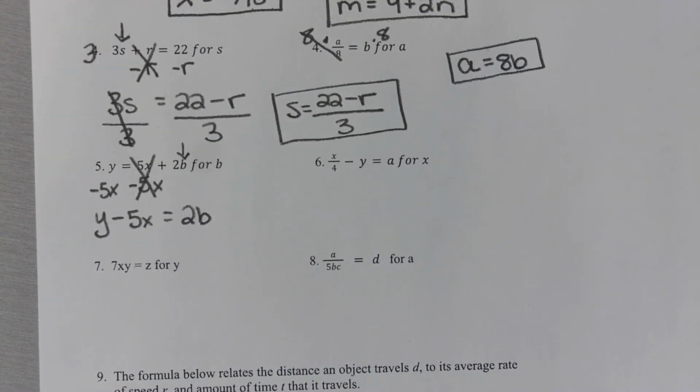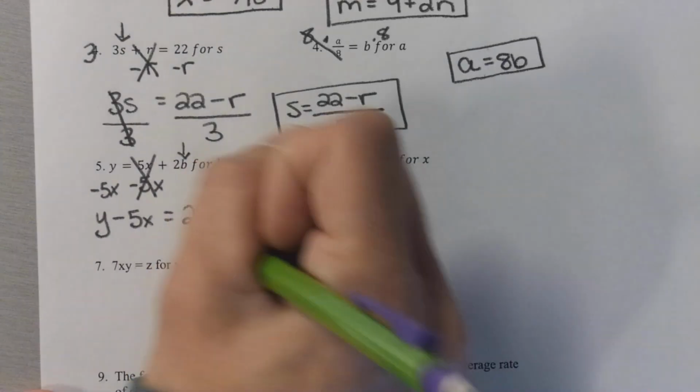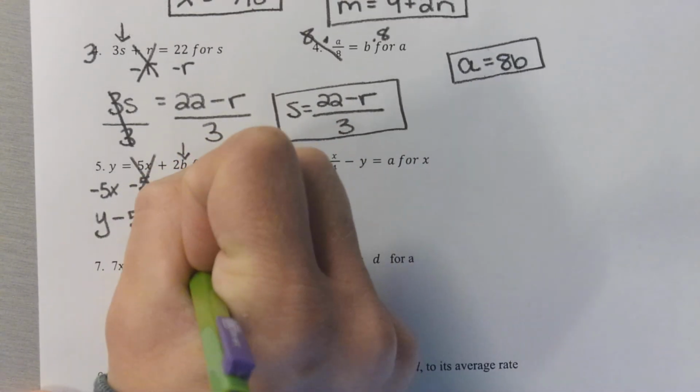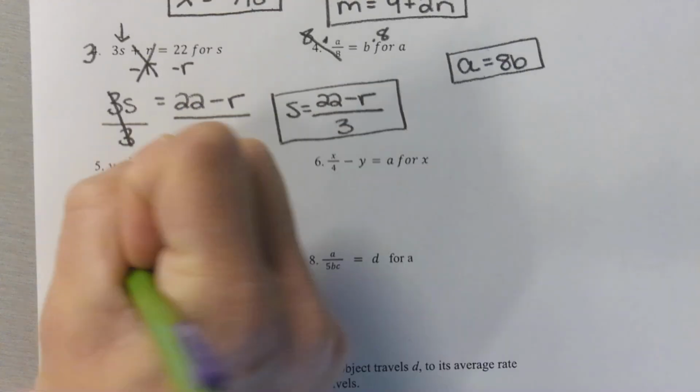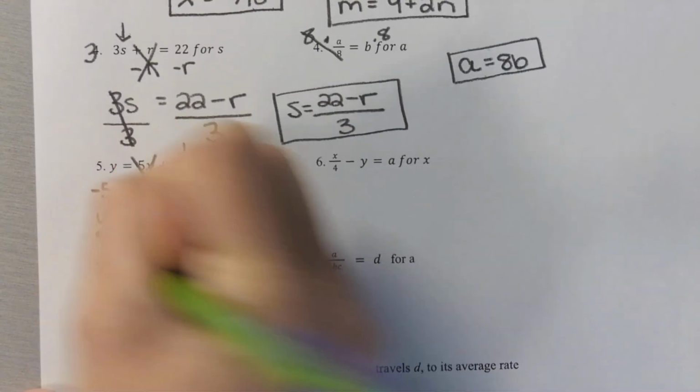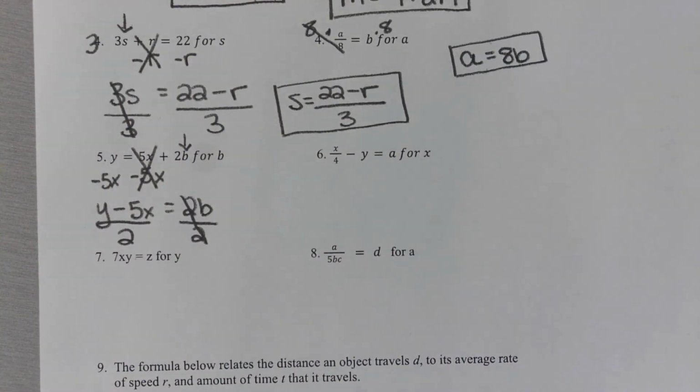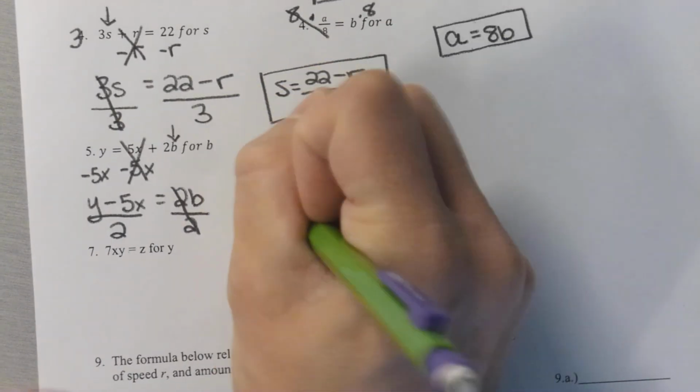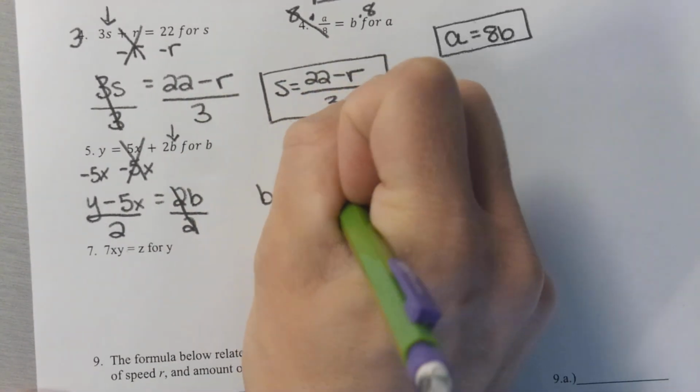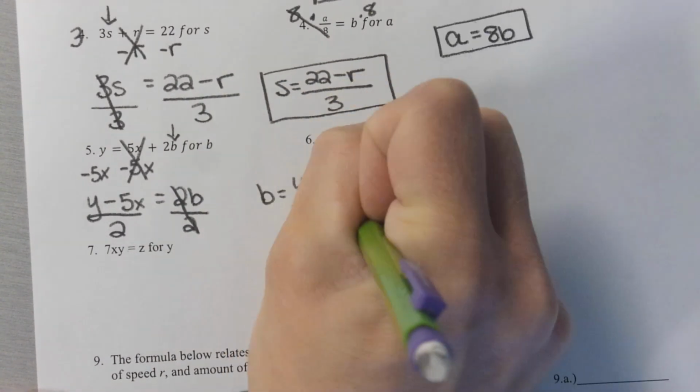Is it alone? No, it doesn't have a moment to itself because who's right next to it? Who's right next to b? 5x. No, 5x is on the other side. We're actually okay with that. It's the 2 that's problematic. Yes, let's divide away the 2. So again, the 2 is being multiplied if it's right next to it. So b equals y minus 5x over 2. Correct. Y minus 5x over 2.